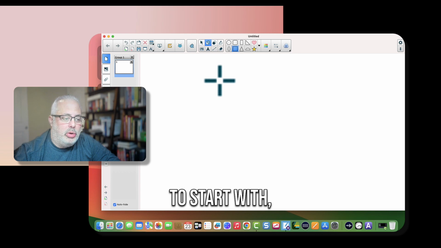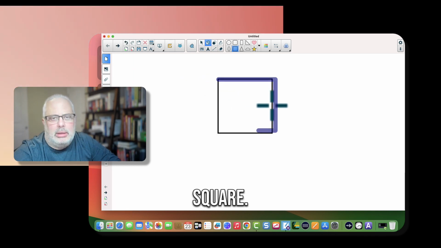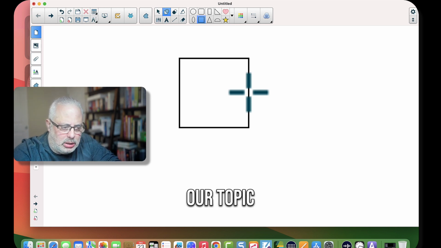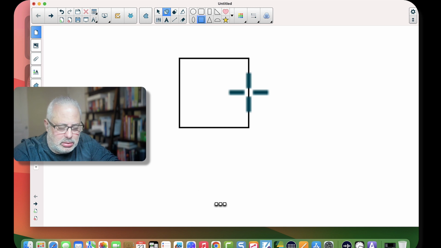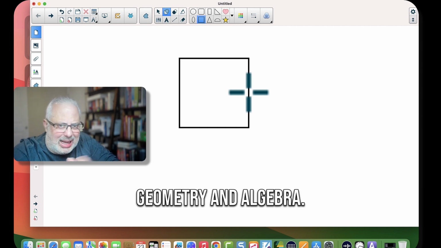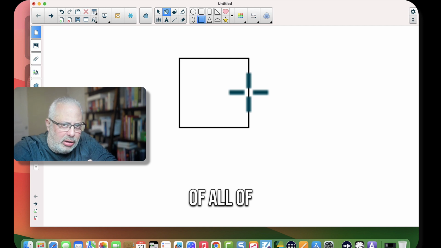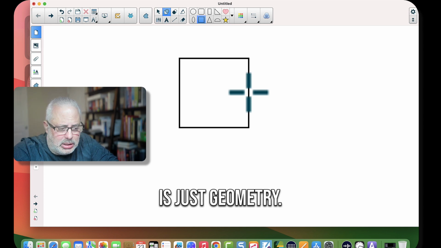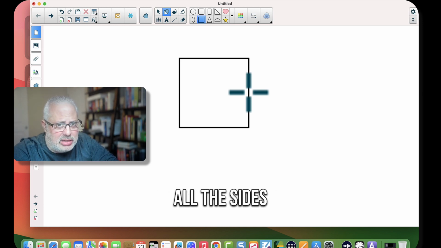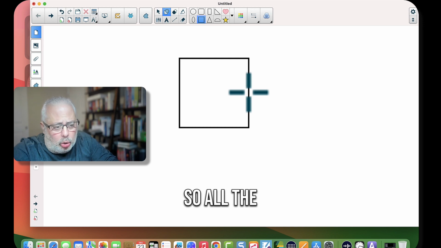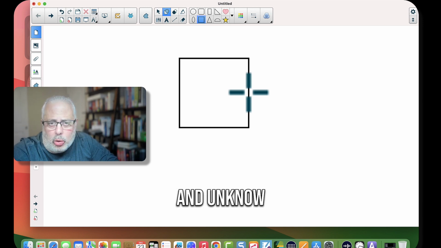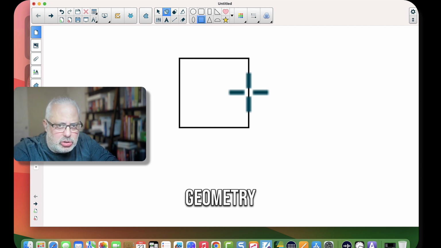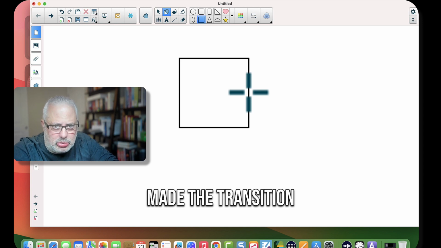I recommend to start with a square. Why the square? Because we are going to integrate in our quadratics topic geometry and algebra. But the beginning of all of this, historically speaking, is just geometry. So we have the square, and we know that all the sides are the same. So all the sides are equal, with an unknown value that we are going to label x. Let's see how geometry makes the transition to algebra.